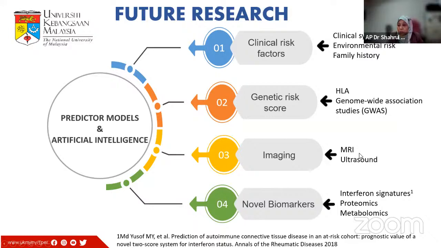Advanced imaging, for example MRI and ultrasound, may help in very early arthritis. And there are emerging novel biomarkers, like interferon signatures. This is mainly for patients with SLE, or patients who are ANA positive without symptoms. In the UK, a study found that when these interferon signatures are high in ANA-positive asymptomatic patients, they are at risk of developing SLE in the future.